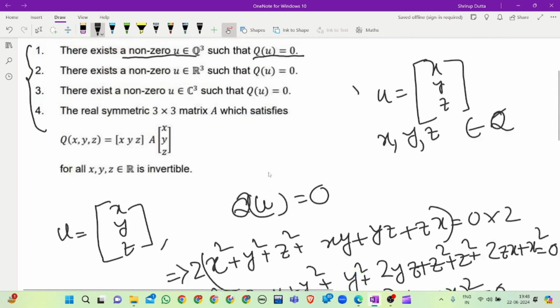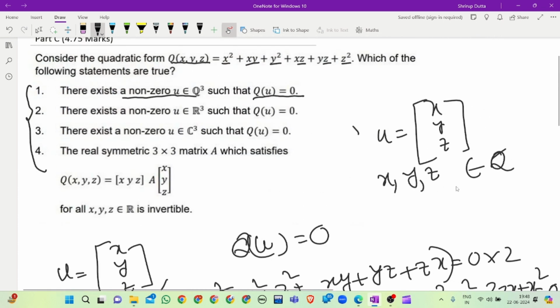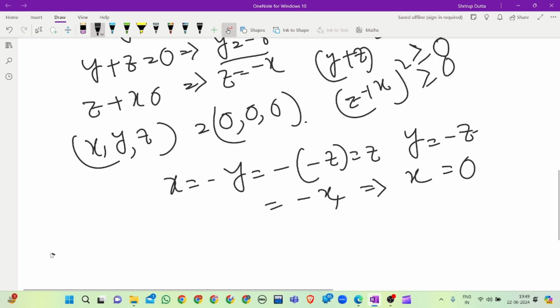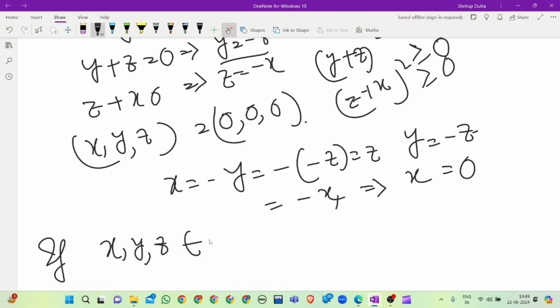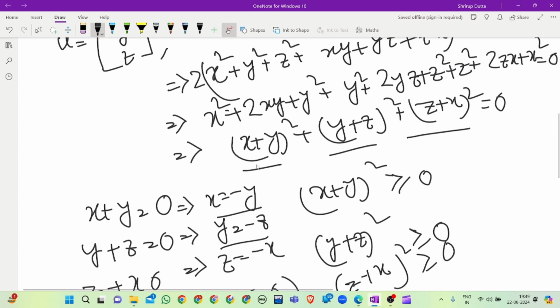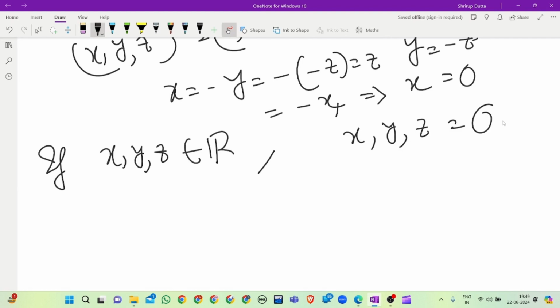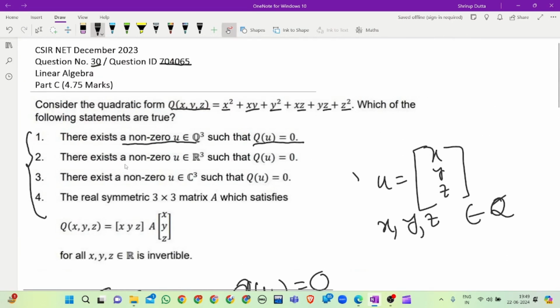So if x, y, z come from the rationals, and even if x, y, z are all real numbers, this identity will still be true. If x, y, z come from the real numbers and this identity holds, this also implies that x, y, z are all zeros. So we can't find a non-zero vector u coming from R cross R cross R, or R cube, such that Q of u equals 0. So we have to discard the first two options.